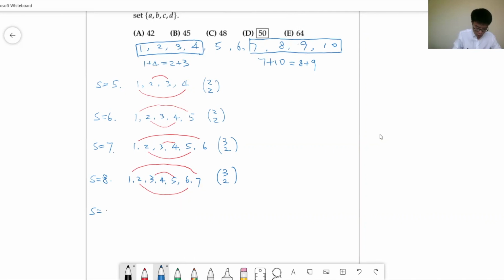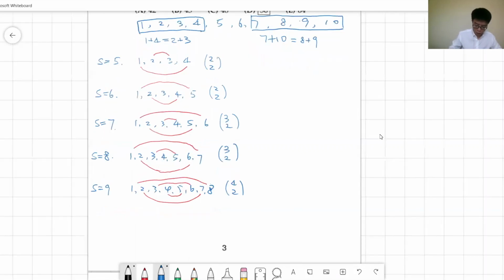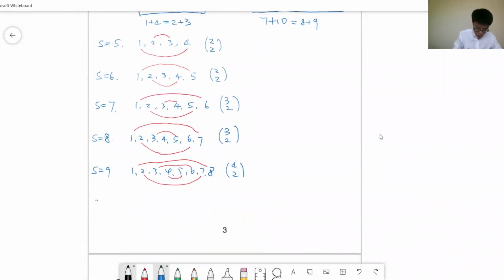So s equal to 9. We have 1, 8, 2, 7, 3, 6, 4, 5. So we have 4 pairs. So 4 choose 2. Similarly for s equal to 10, it is also 4 pairs: 1, 2, 3, 4.